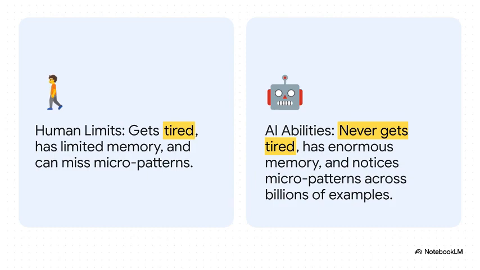You know, we humans, we're pretty good at spotting patterns, but we have our limits. We get tired, our memory isn't perfect, we tend to miss the subtle little details. An AI never gets tired. It has a practically infinite memory, and it can spot tiny micropatterns across billions of examples, patterns that are totally invisible to the human eye.